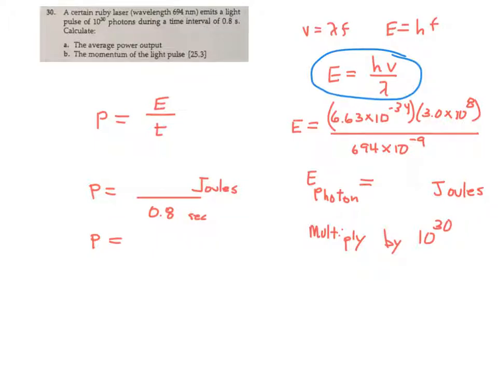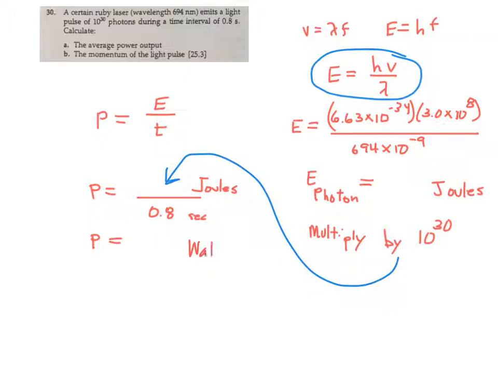After you've multiplied this number by 10 to the 30th, you will take that answer, that's the energy output in that particular time period of 0.8 seconds. You'll take that energy, plug it in here, and that energy divided by the time gives you the power. It'll come out in watts.